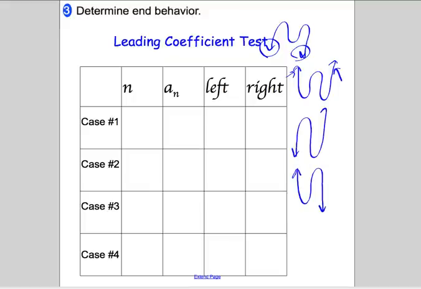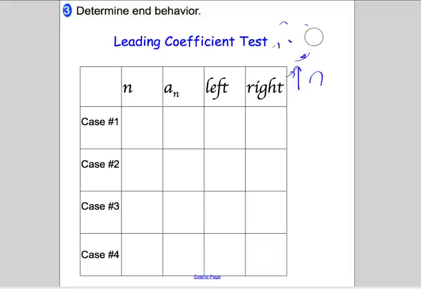So what we're going to look at with this leading coefficient test is which of these cases we have given a certain polynomial. To do that, we're going to look at the leading coefficient. Now, leading coefficient just means the coefficient in front of the biggest degree, so the number in front of the highest exponent. Okay? So, we have some options here.